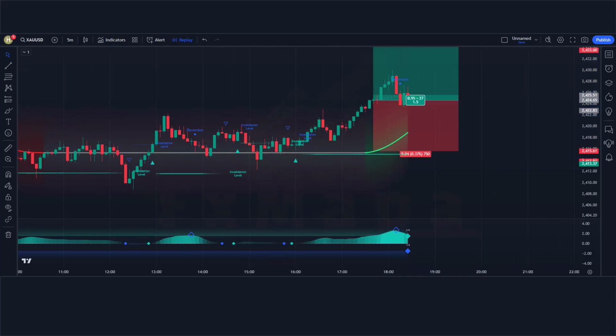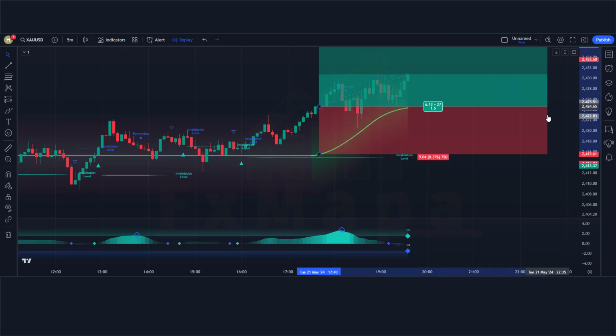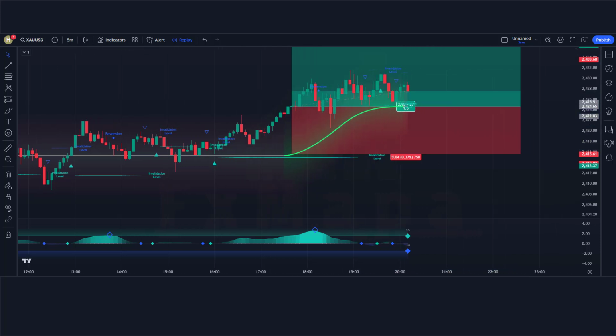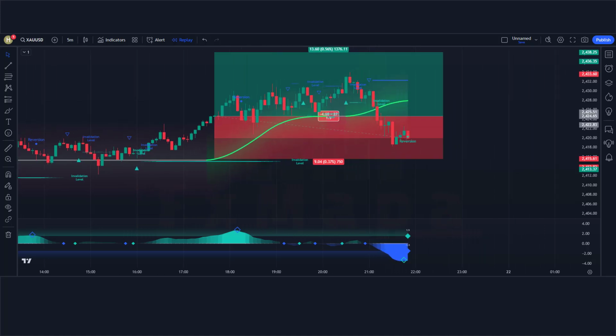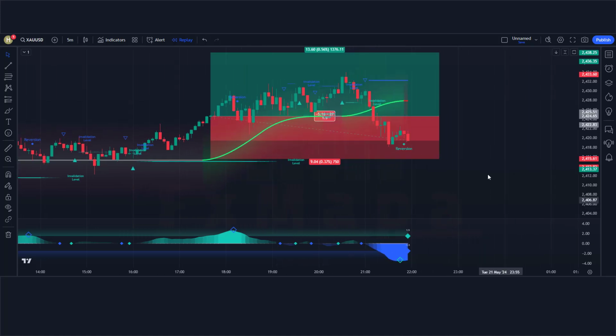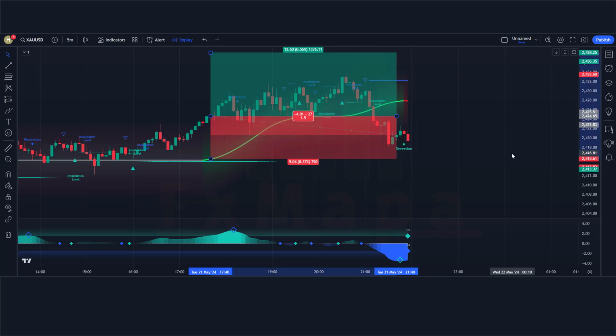Let's see what happens to our trade. Our trade is running in profit. Here we are closing our trade as we have received a sell signal.